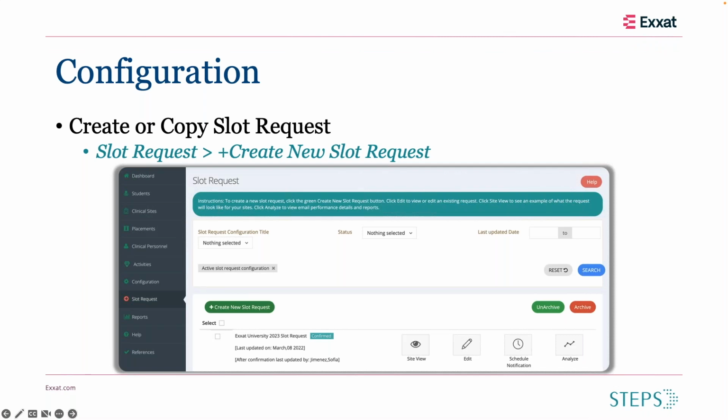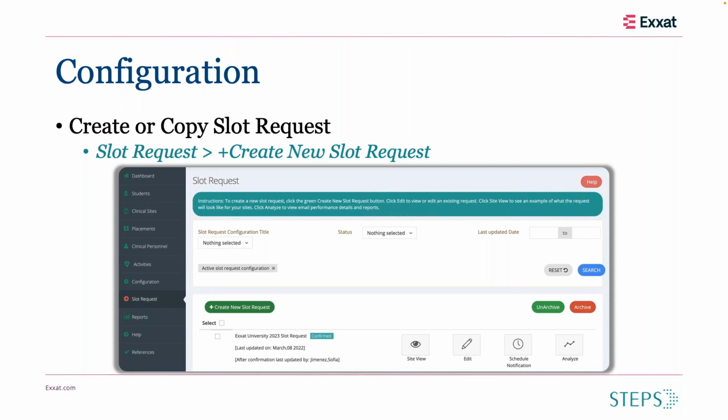To set up your slot request, if you were with us in our previous webinar regarding the update site information, this is just some repeat content. To build your slot request, you can either create a brand new slot request or copy a slot request. Copy is very similar to cloning, which copies over the preferences that you've used for previous slot requests, saving you some time in terms of setting this up.